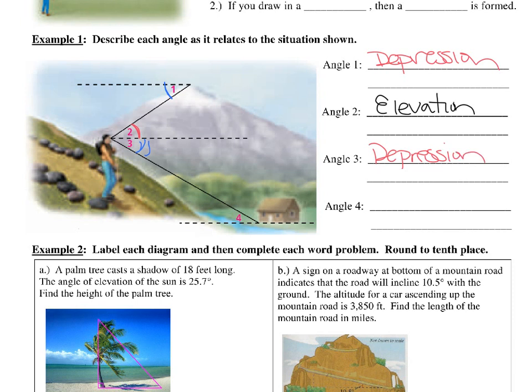And finally 4. If I'm looking at angle 4 here, which is down here, I notice that here's my horizontal line, and the angle is located above that horizontal line, so therefore it has to be an angle of elevation.